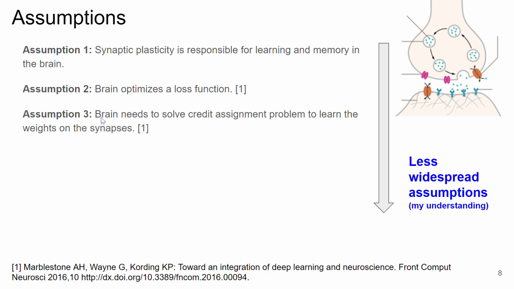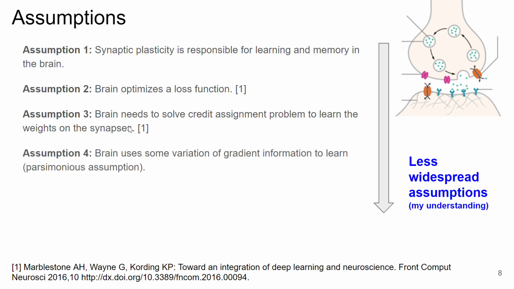Assumption number three is that the brain needs to solve credit assignment. So based on this loss function, it has to change the weights on the synapses based on the contribution of the synapse to the loss function. Assumption number four is that the brain uses some variation of gradient information to learn.